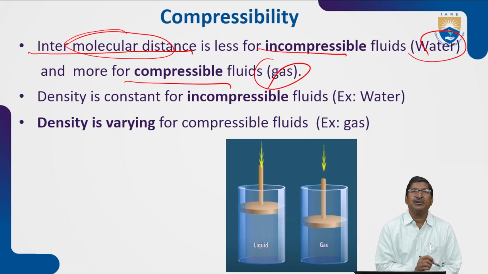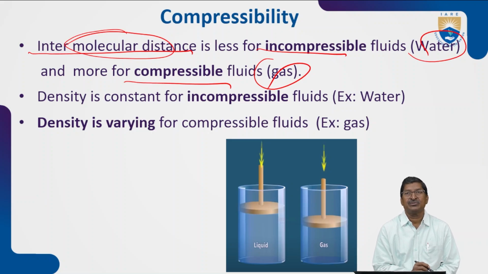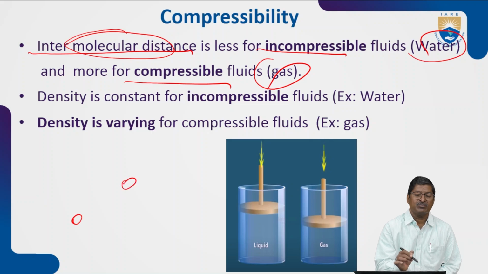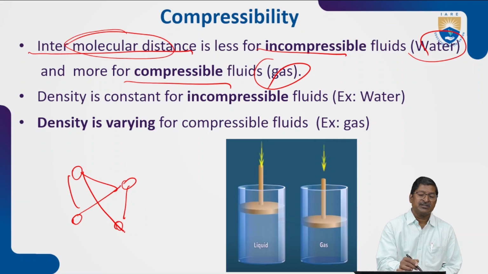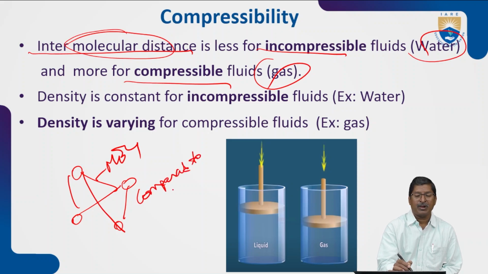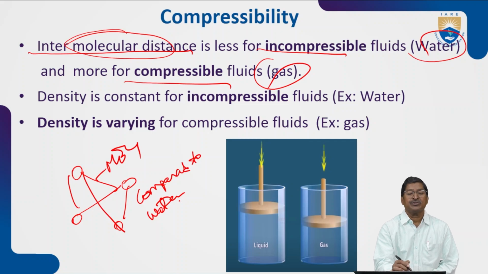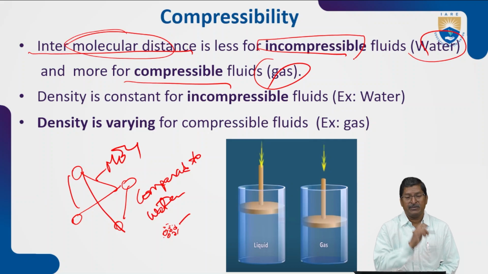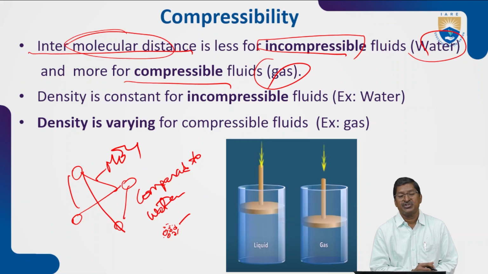Whereas the intermolecular distance is more in the case of gases. So if it is a molecule and a molecule, for example, the distance between them is more compared to water. If you take water, it will have molecules very near to each other. That's why water is called an incompressible fluid, because the intermolecular distance is very less. That's why it will not get any change in volume.